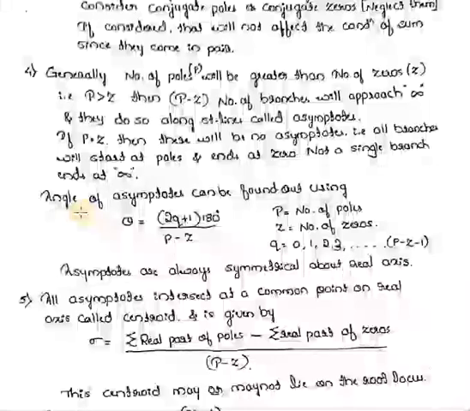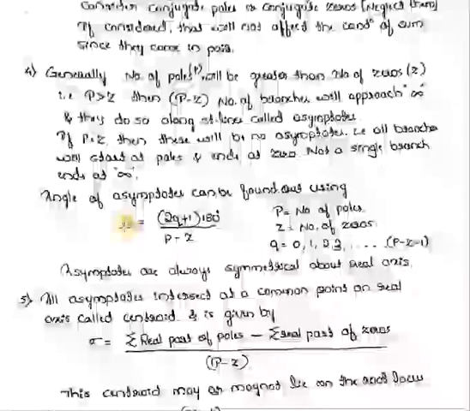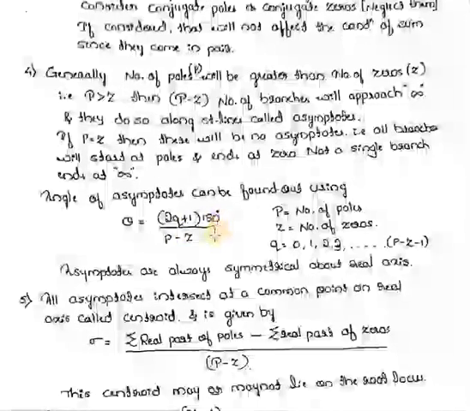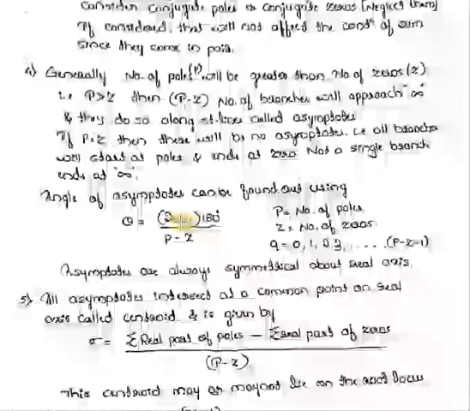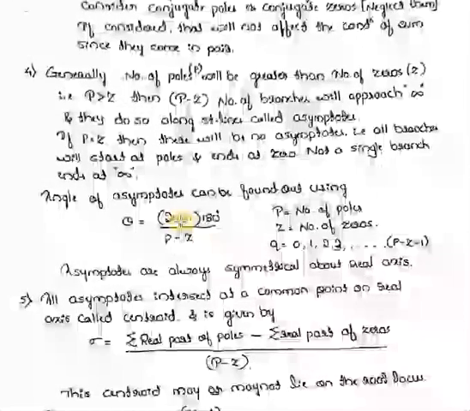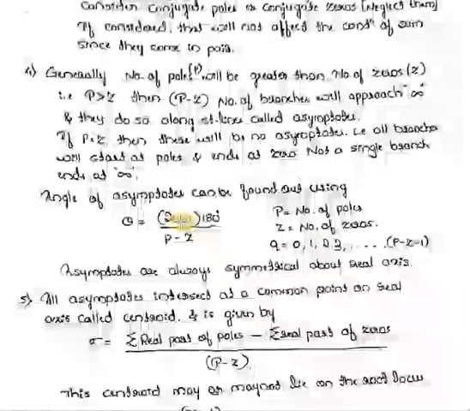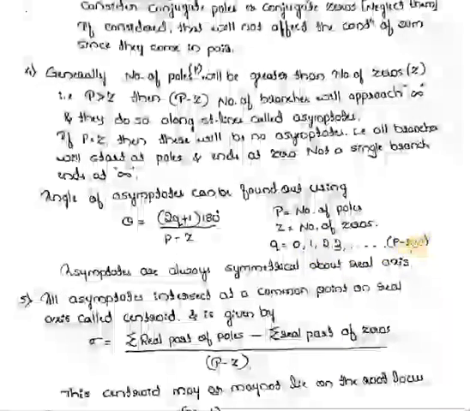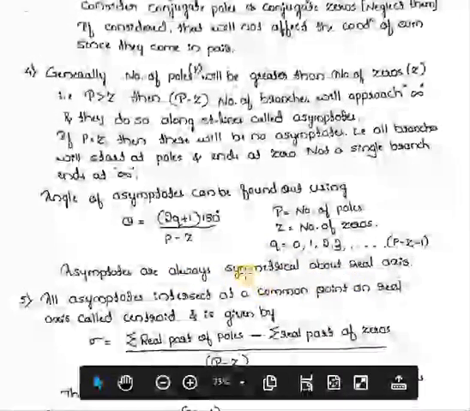Then you need to find the angles for those asymptotes. You can calculate the angle of asymptotes by using this formula: theta equals (2q plus 1) times 180 degrees divided by p minus z, where p is the number of poles and z is the number of zeros. This q value starts from 0 and goes up to p minus z minus 1, that is 0, 1, 2, 3, up to p minus z minus 1, with the minus 1 because we are starting from 0. Asymptotes are always symmetrical about the real axis.